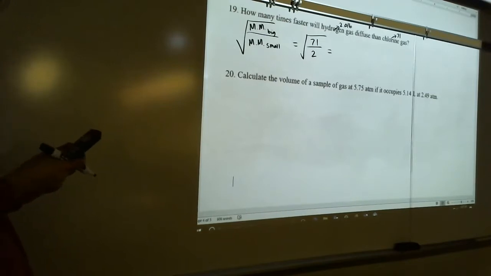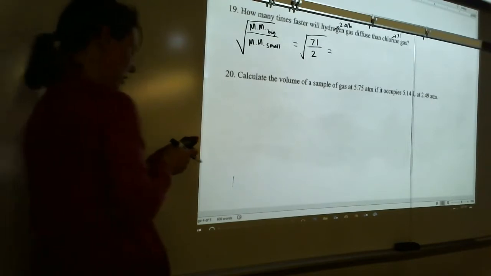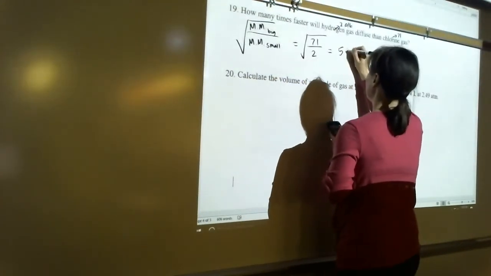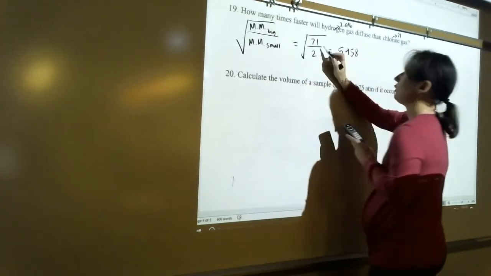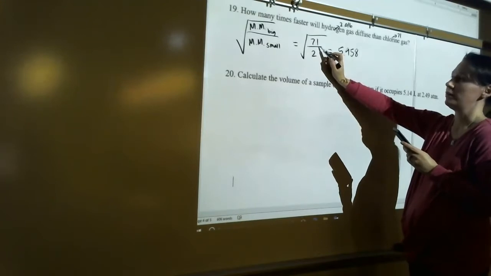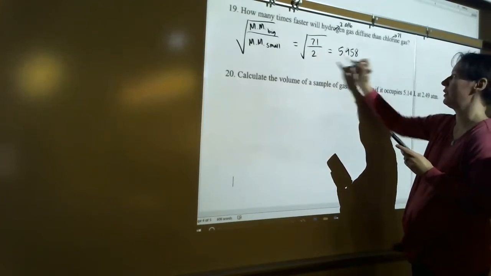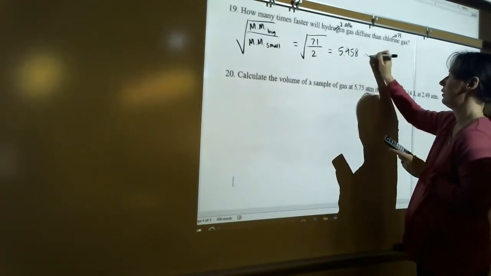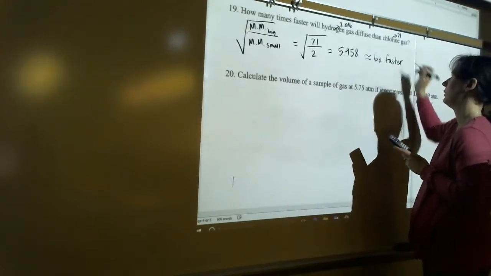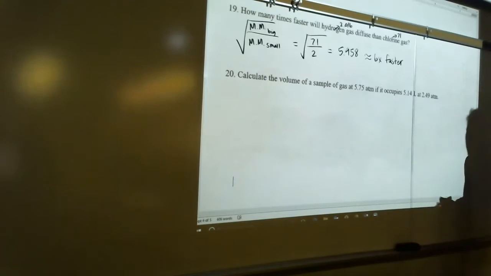Let's see, 71 divided by 2, square root of that, 5.95958. Even if you'd rounded, kept that as 70.9 instead of 71, and 2.016, your answer is still going to be the same. So about 6 times faster. Does that make sense? Is that a reasonable answer? Yes, it is.